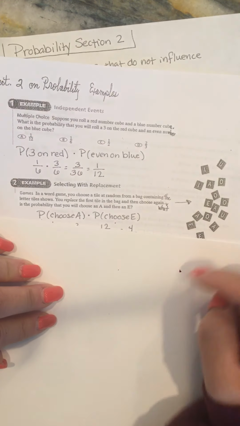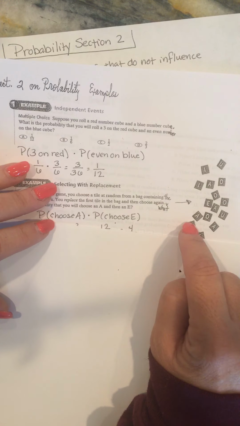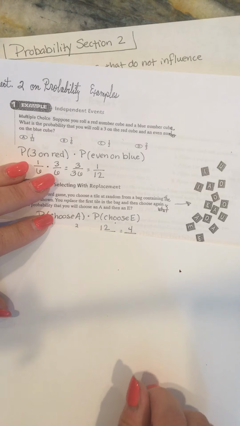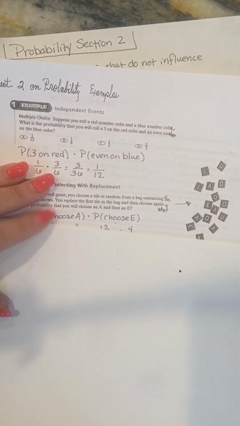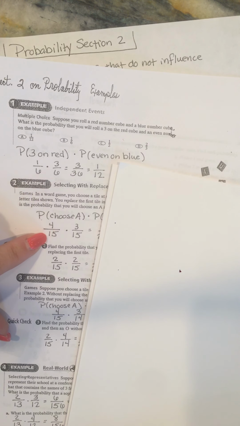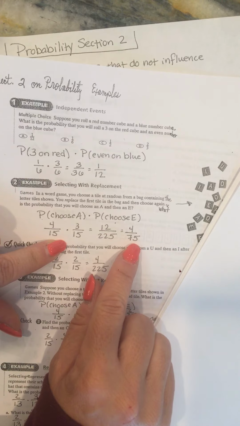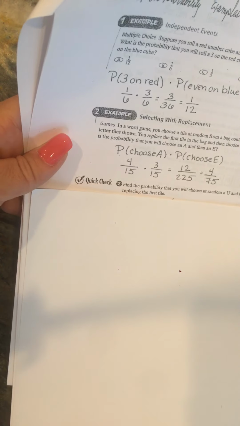You put the tile that you got, the A, back. Now let's see, how many are E's? 1, 2, 3 out of the 15. 3 out of the 15 are E's. You still have 15 in the bag, right? Because you put the first one back in. So you've got 4 out of 15 times 3 out of 15. Multiplication and then reduce. So that's with replacement.